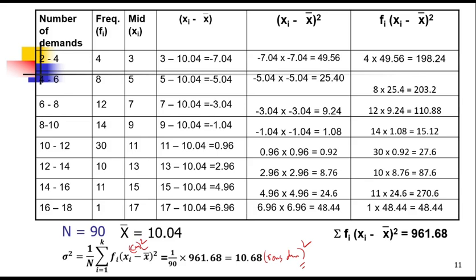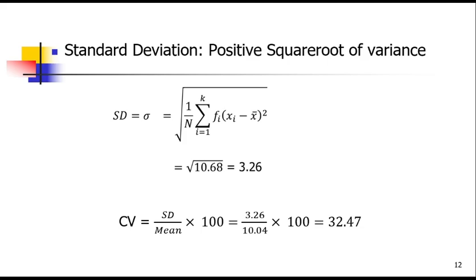So to avoid this problem, we introduce the standard deviation, which is the square root of the variance. If after variance your data becomes centimeter square, as soon as you take the square root, this will get cancelled, and ultimately you end up getting centimeter. So this is equal to the square root of 10.68, which is 3.26. So the data becomes like centimeter.